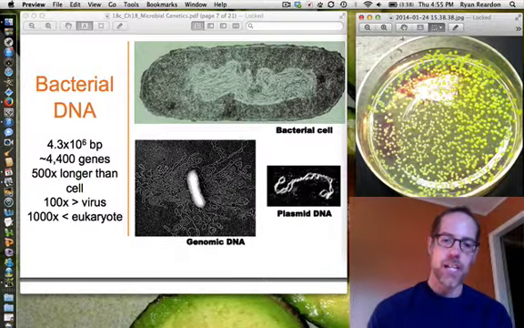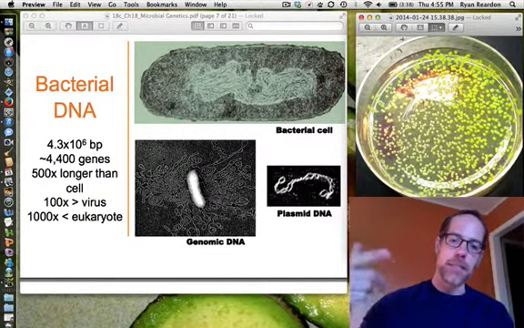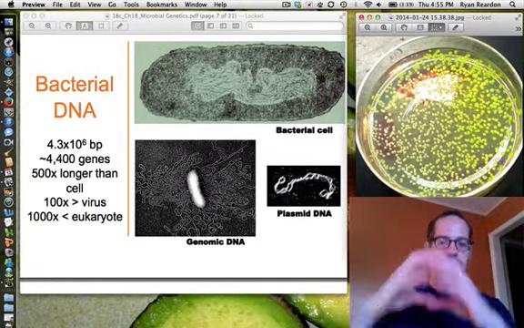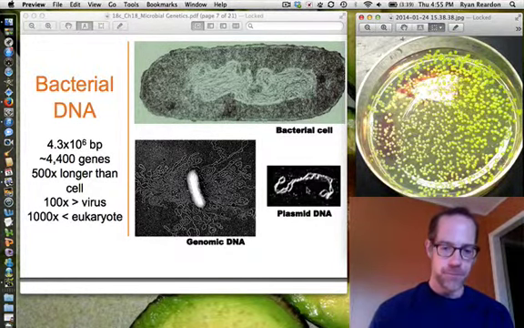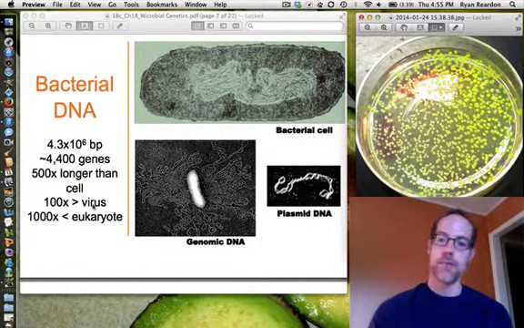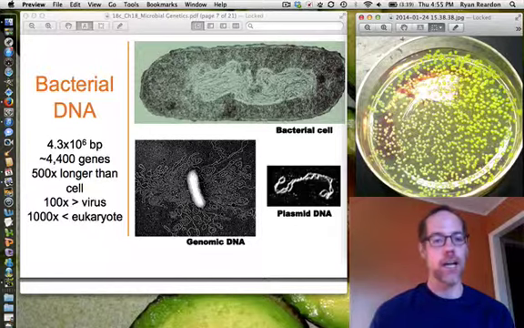And that's actually, if you think about it, that sort of narrowness and the fact that it's kind of twisted up like that probably makes it easier to transform bacteria. It's probably easier to take up a little skinny rope like this than a fat circle of DNA. But worth noting that the bacterial genome, E. coli's genome, is roughly 100 times larger than a viral genome, and look at this, roughly 1,000 times smaller than even the most simple eukaryotic genome.